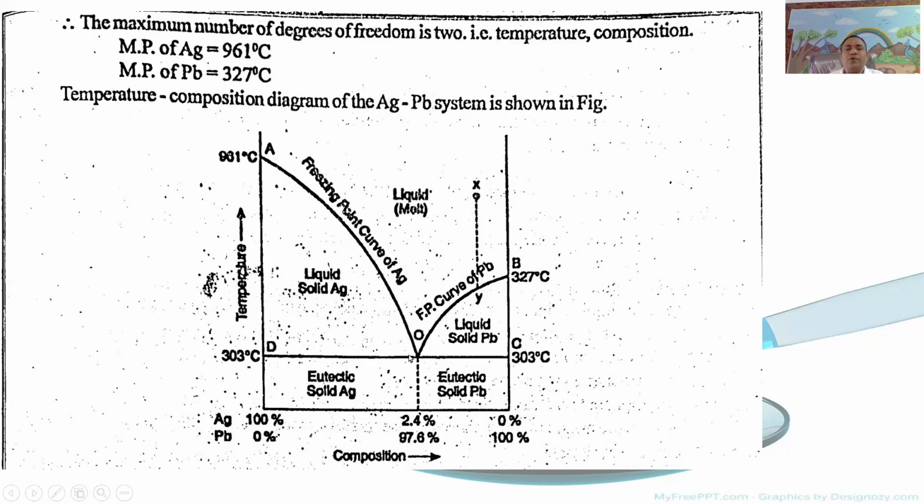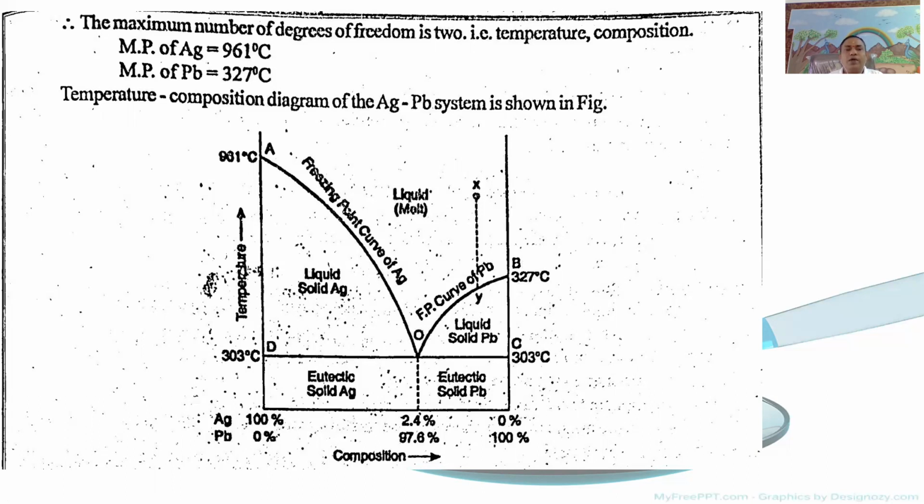The number of degrees of freedom required to explain any point on the AO as well as the BO curve, based on the reduced phase rule P plus F equals C plus 1, is F equals C plus 1 minus P. Here C is 2, so F equals 2 plus 1 minus 2, that equals 1. That may be either temperature or composition. Therefore, it is a univariant system.